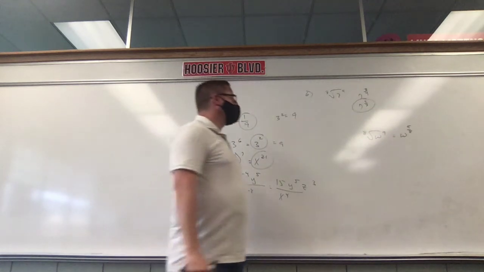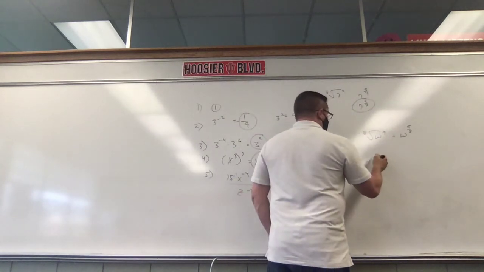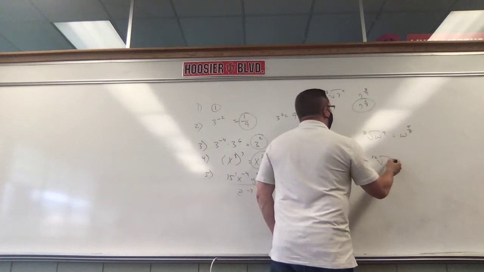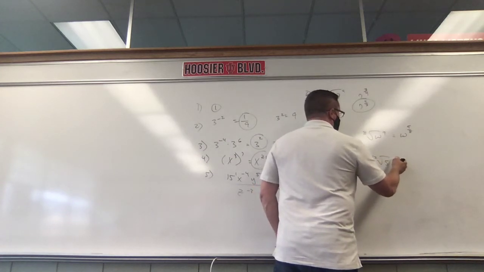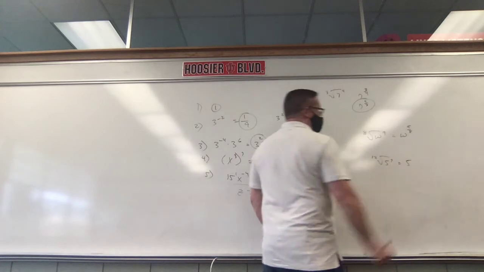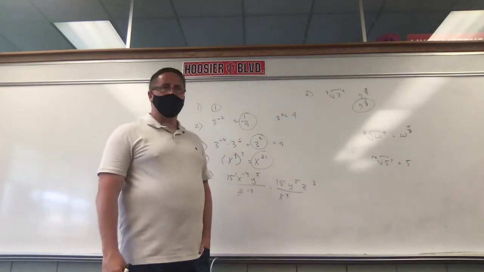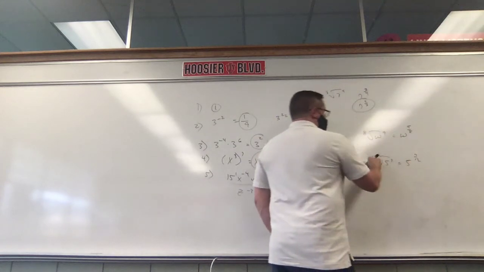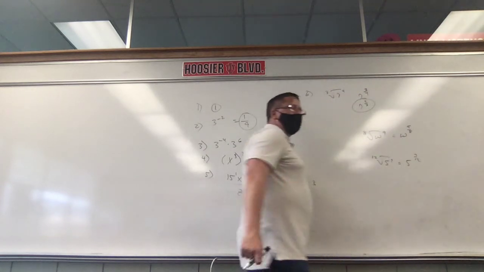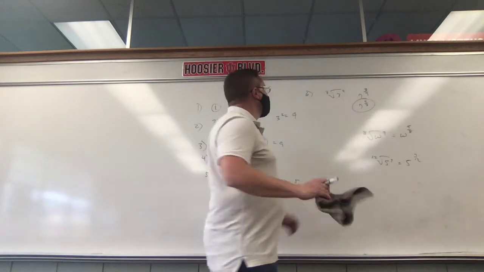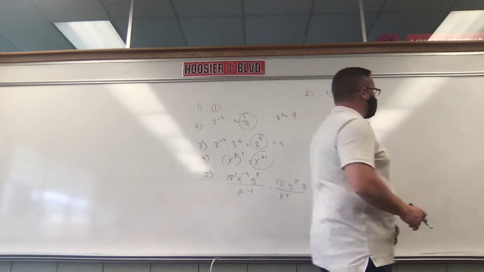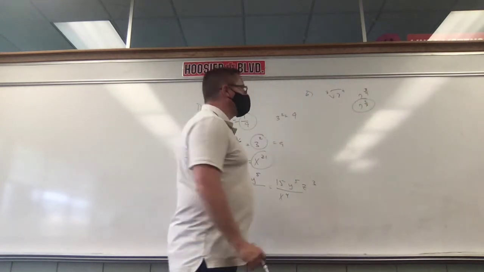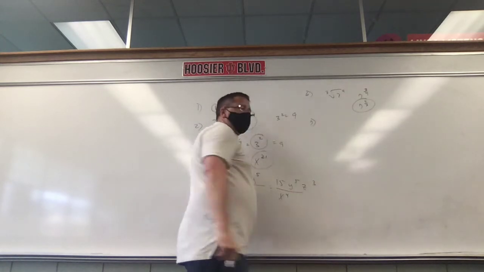Let's try one more. How about the 12th root of 5 to the 7th? That'd be 5 to the what? 12 over 7 or 7 over 12? How do you know that? First thing, last thing. Okay? Very simple. Very simple to mix them up. Whatever's first is last.